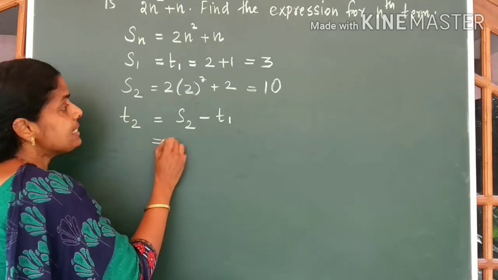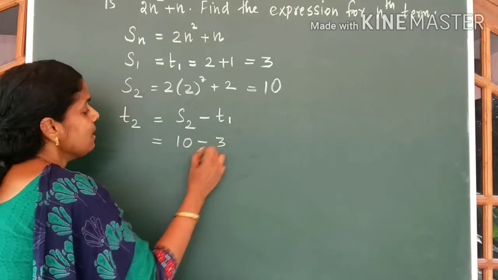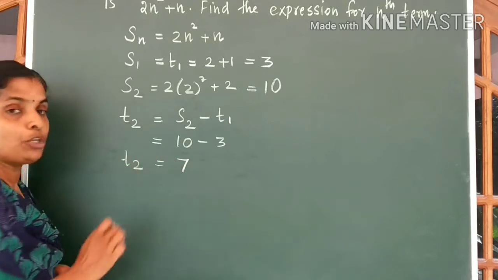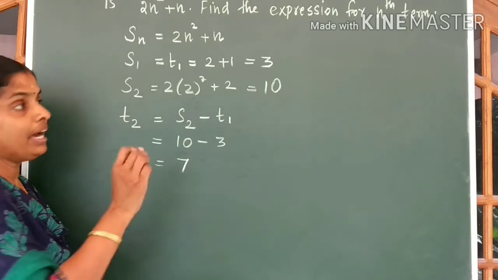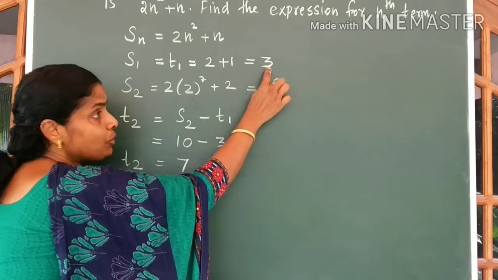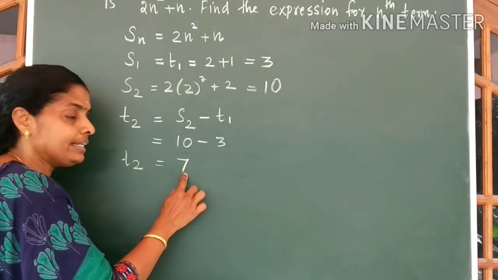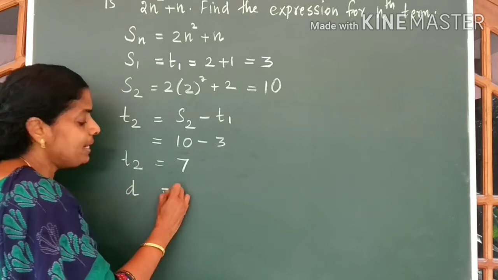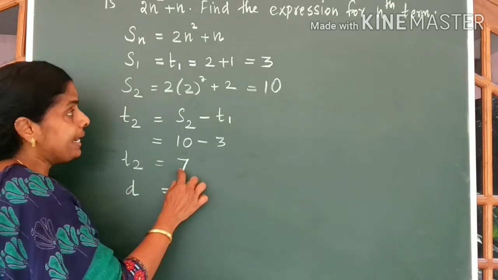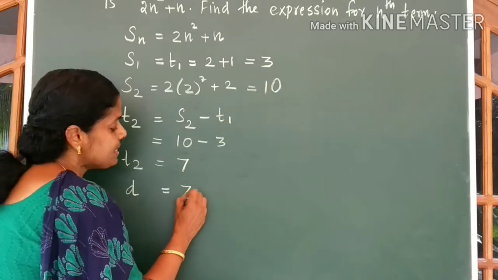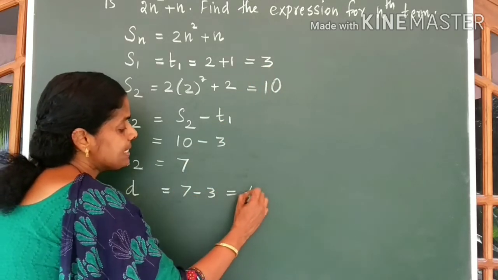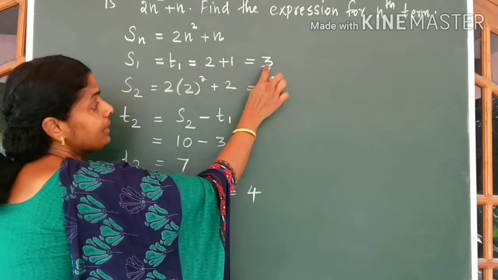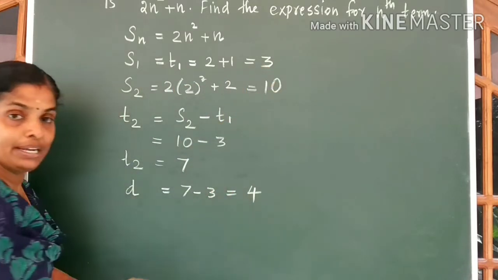So you will get 10 minus 3, which is equal to 7. So you got the second term to be equal to 7. Now we know the first term to be 3 and the second term to be equal to 7. So let us write the common difference. Common difference is equal to second term minus first term, which gives you 7 minus 3, which is equal to 4. Now we know the first term, we know the common difference.